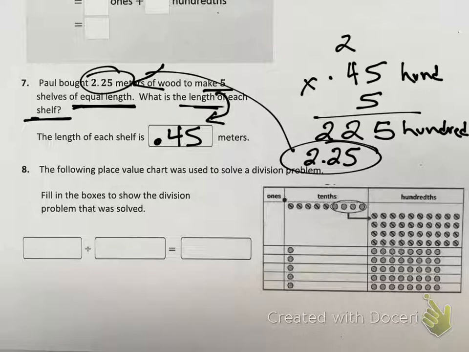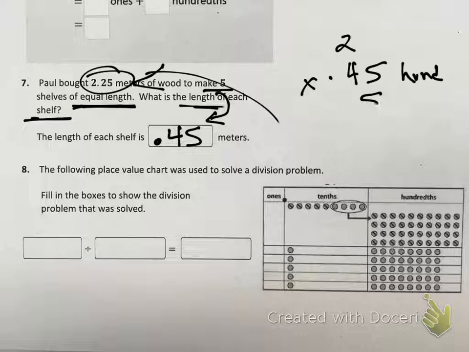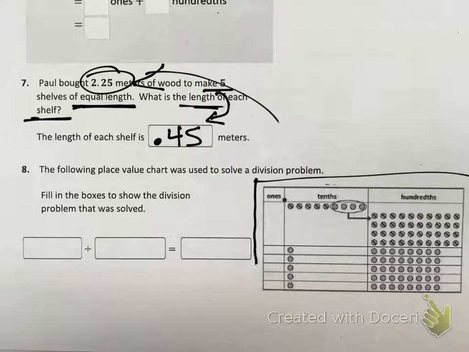Now let's look at the last question. The last question was really tricky. It really asked our students to look at our little place value chart over here. It was really hard. So the following place value chart was used to solve a division problem. Fill in the boxes to show the division problem that was solved.